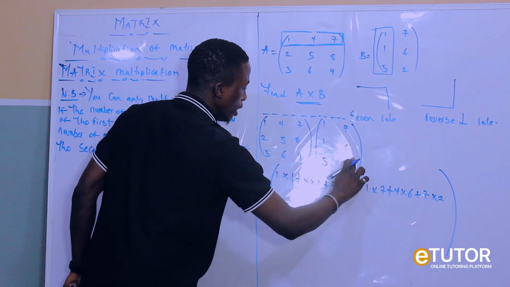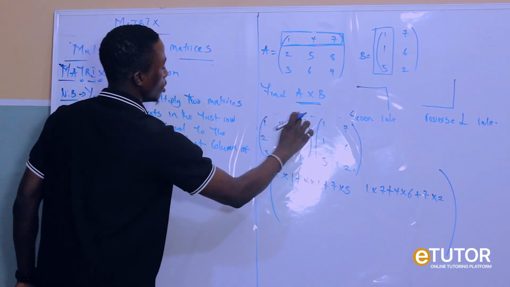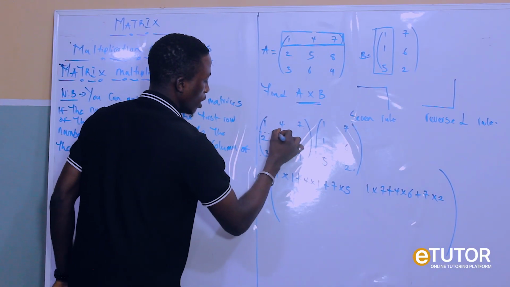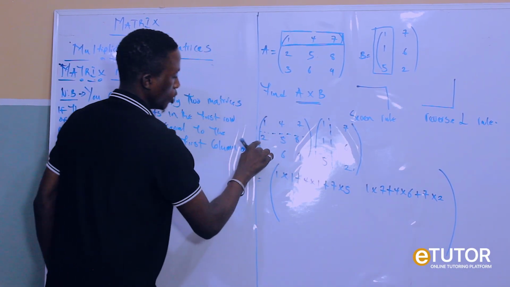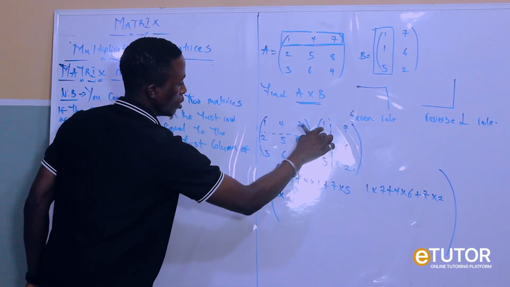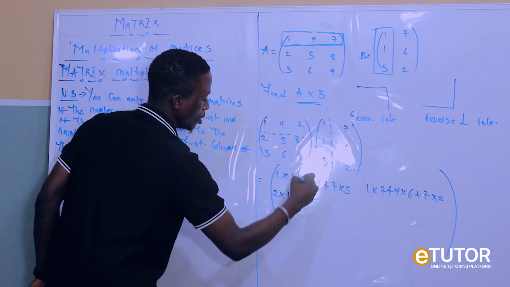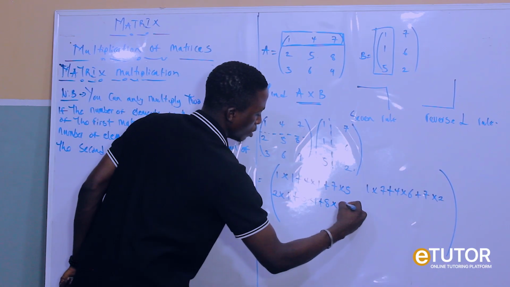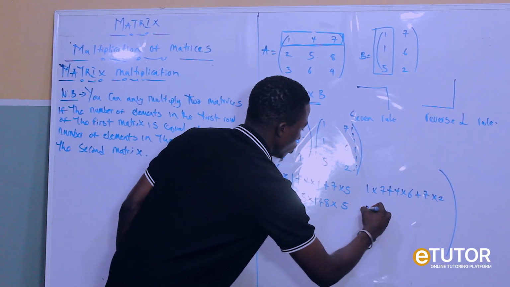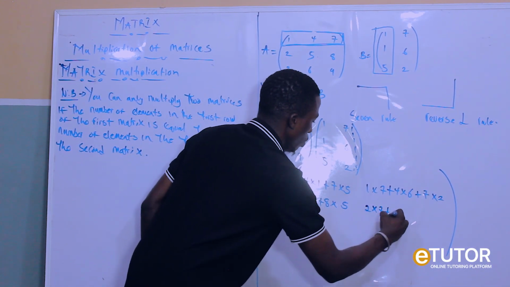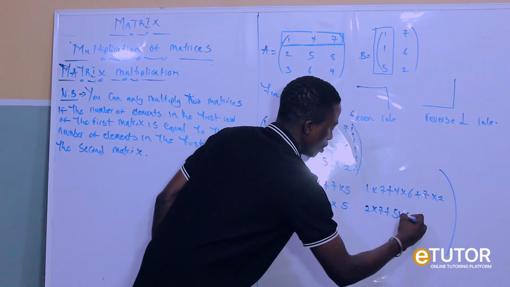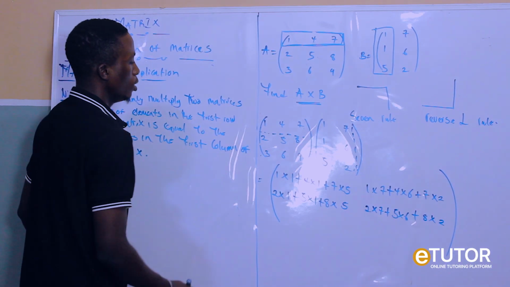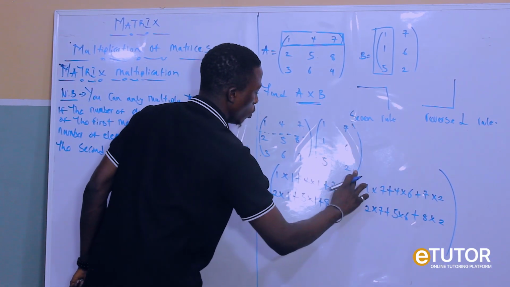Now, we have obeyed the rule here, but we are not done. The next thing to do is also multiply the second row with the columns. So you multiply here with here too. You have 2 times 1 plus 5 times 1 plus 8 times 5. Then you have 2 times 7 plus 5 times 6 plus 8 times 2. So now we have multiplied all that.